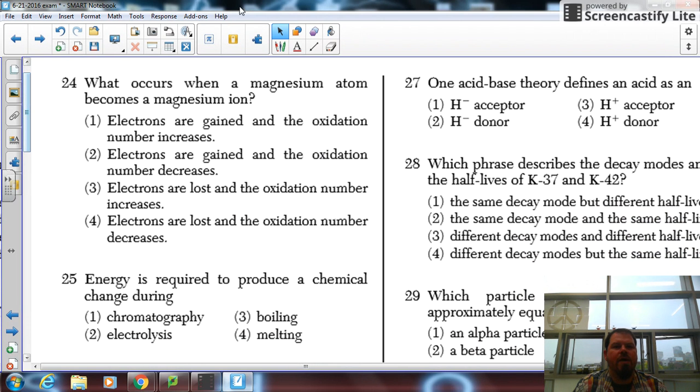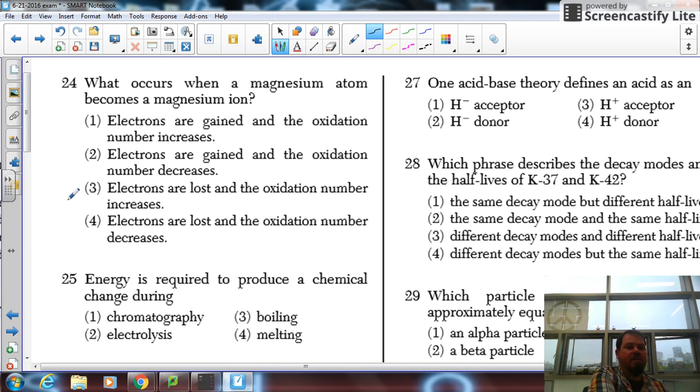What occurs when a magnesium atom becomes a magnesium ion? Might be best if I look up magnesium on the periodic table real quick, because I need to know, right? See, magnesium is 2-8-2, so I'm going to lose 2 before I gain 6. So electrons are not going to be gained, they're going to be lost. And if electrons are lost, the oxidation number increases or decreases? That's fabulous. And there's a hint: if I lose these 2 electrons, I'm going to become a +2 ion. So my oxidation number is going to increase.